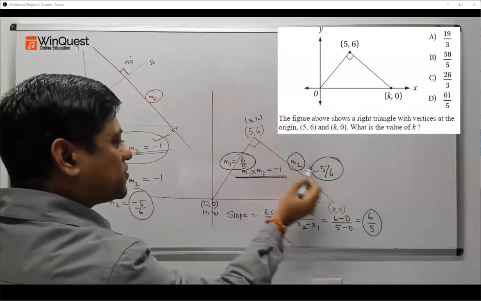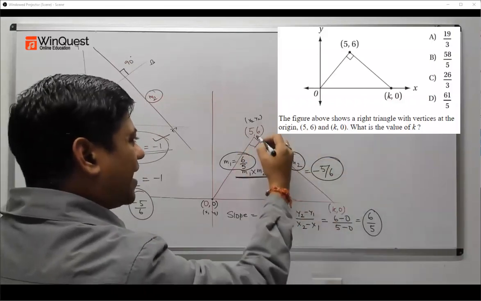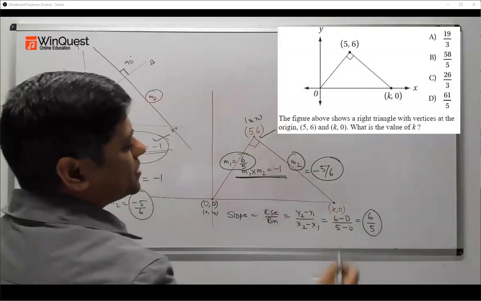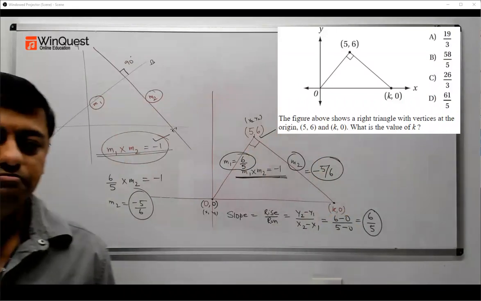So now I have the slope value for this line. I have a coordinate point for this line, and I need to figure out what K0 is.